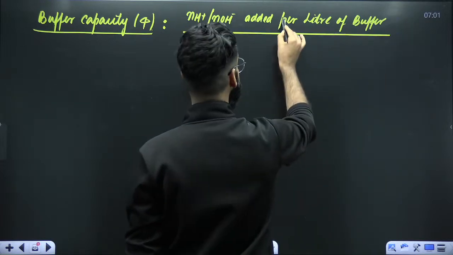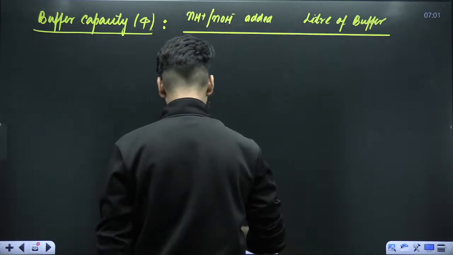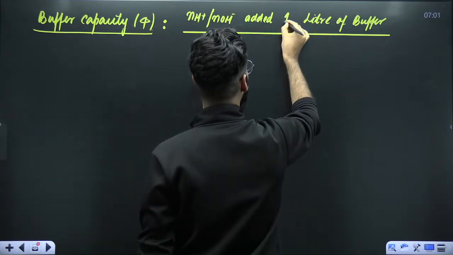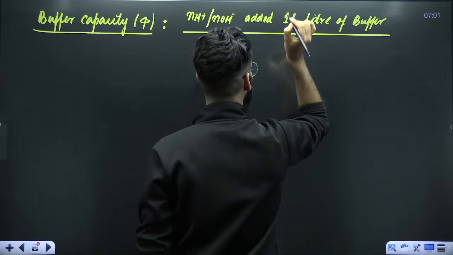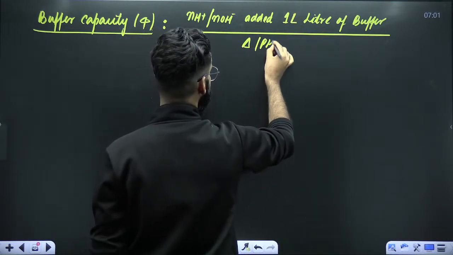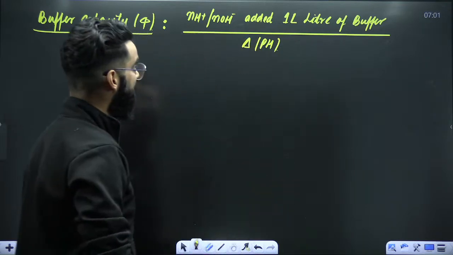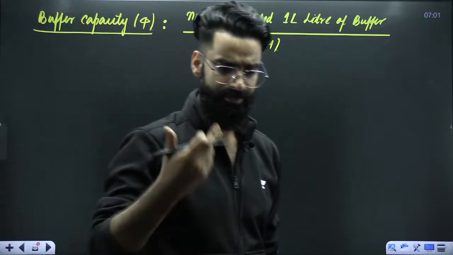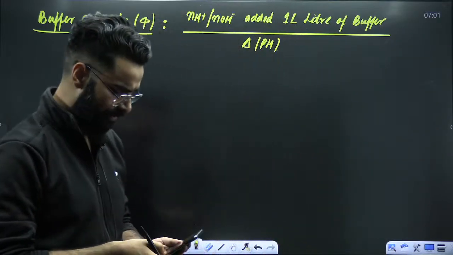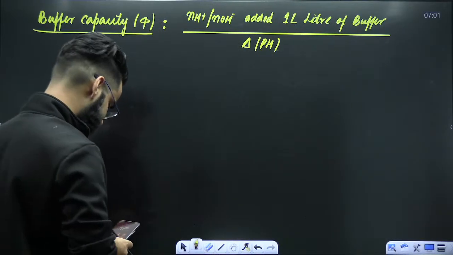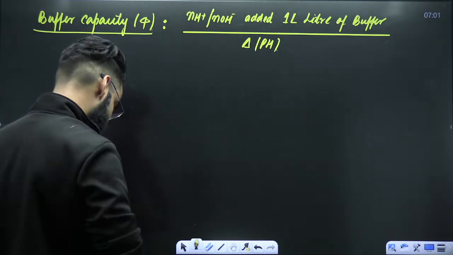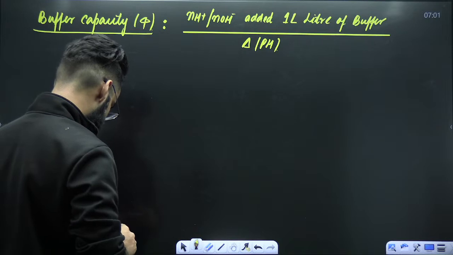Let me write it like this. Number of moles of H positive or number of moles of OH negative added to 1 liter of buffer, divided by change in pH. This is the simple result by means of which we can calculate buffer capacity. Now you must be thinking how this particular result is to be used. I'll be giving you one question on this so that you can understand what kind of question can be asked out of this.